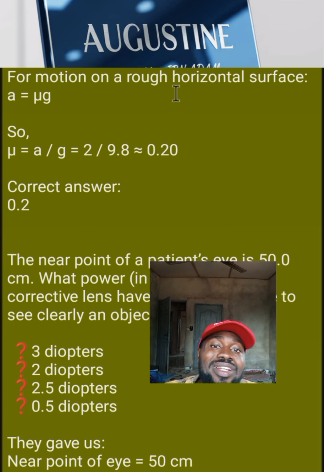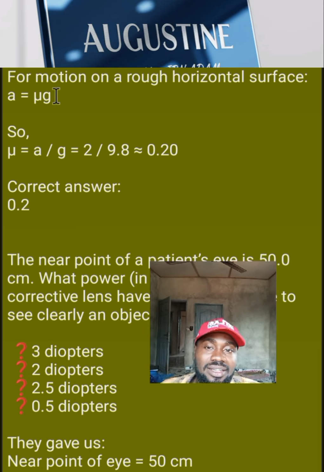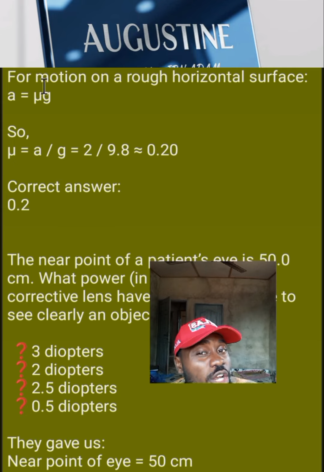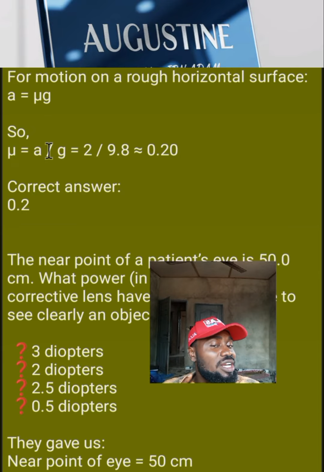For motion on a rough horizontal surface, the formula is this. Acceleration is equal to what? This coefficient times acceleration due to gravity. Since we are looking for this coefficient, which will be like u, we will make it the subject of the formula, the first thing in the formula, since it is what we are looking for.